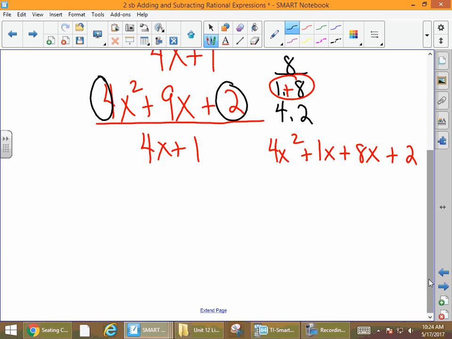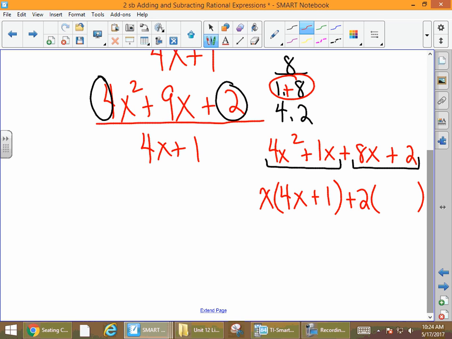And then we're finding our greatest common factor. The greatest common factor in this first group is x. And 4x squared divided by x is 4x. 1x divided by x is 1. We had 2 x's, we took 1 out. We had 1x, we took it out. Over here in our next group, our greatest common factor is a 2. 8x divided by 2 is 4x. 2 divided by 2 is 1.